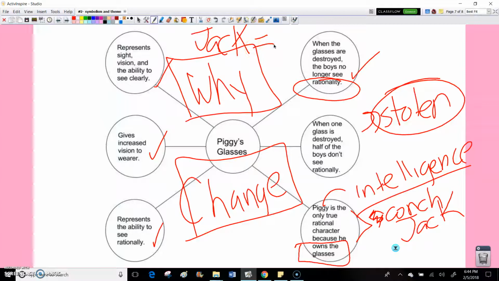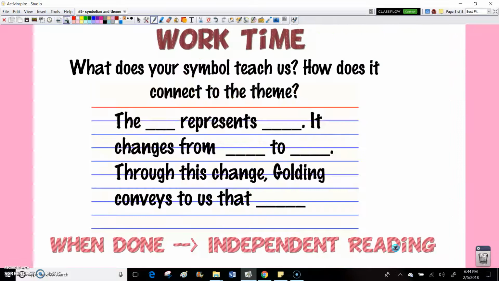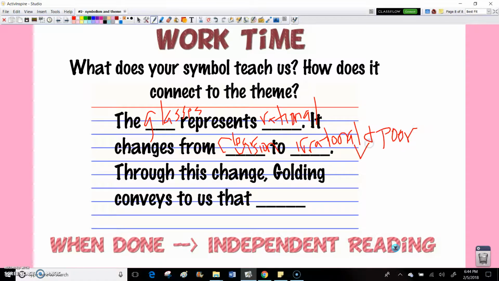Again, what is Jack's main focus? It's that savagery, right? It's that violence that's taking over. So the lesson has to be tied to that. So, how do I put it all together? The glasses represent rational thinking. It changes from clear vision to poor vision. Irrationality, I should say, right? Represents rationality. And it changes from clear vision, or from rationality, to irrationality.